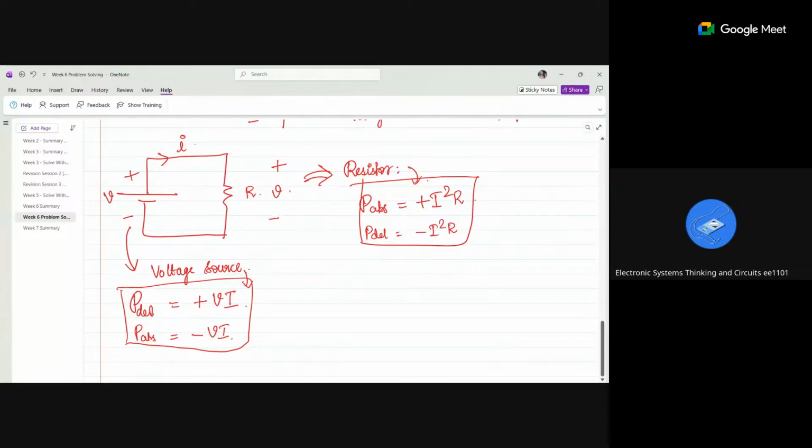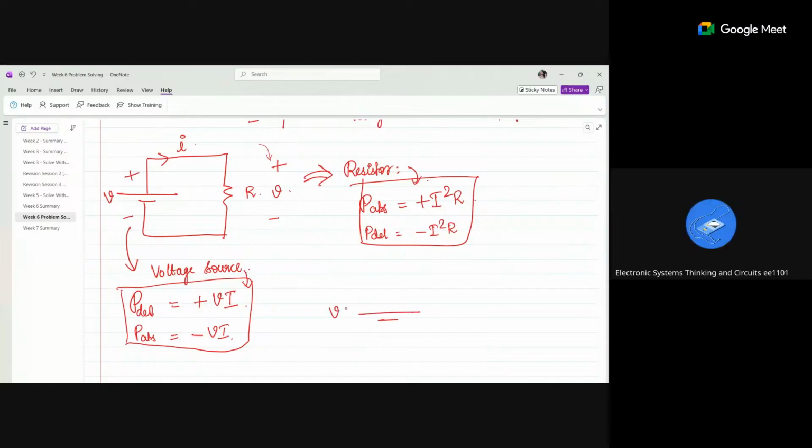So basically, from the positive terminal, if the current is leaving, then it is delivering. And if the current is entering the positive terminal, then it is absorbing, right? Shall I generalize it like that?